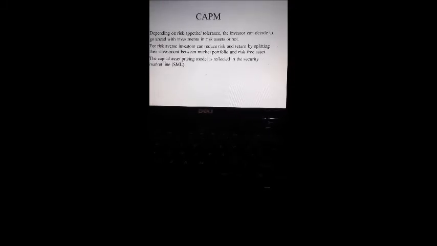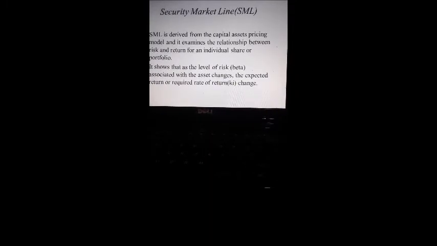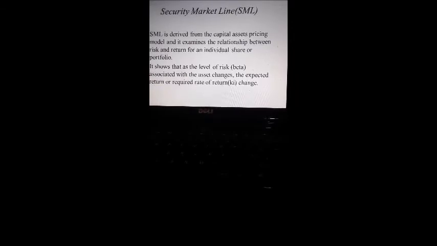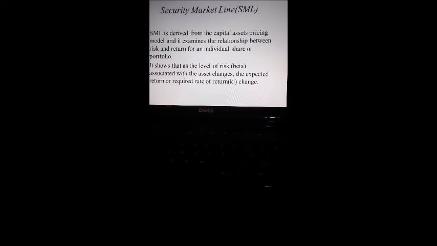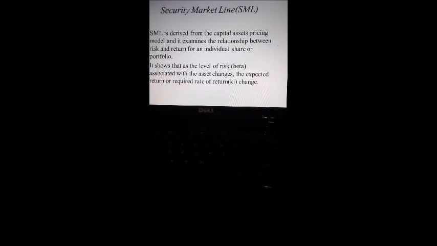Now, the capital asset pricing model is also reflected in the security market line. The security market line, we say, is derived from the capital asset pricing model, and this line examines the relationship between risk and return of an individual share or portfolio. This line shows that as the level of risk associated with an asset changes, the expected return or required rate of return will also change.